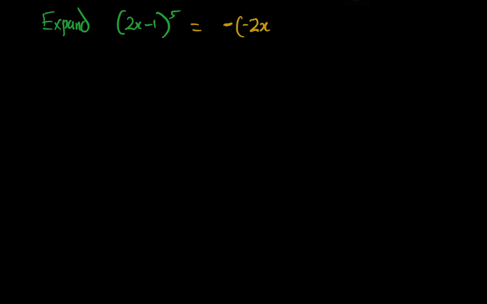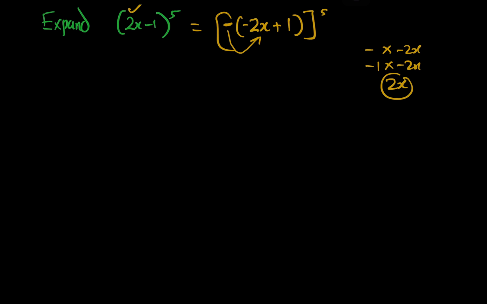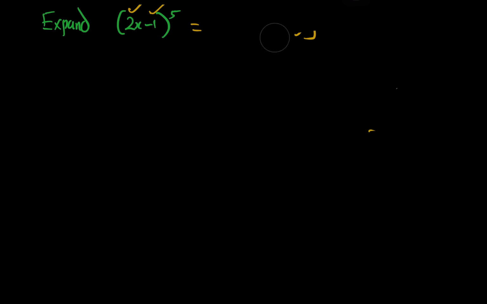negative 2x plus 1. And then the whole thing is to the power of 5. So this negative multiplying negative 2x is the same as negative 1 multiplying negative 2x, and that gives us 2x, which is what is already here. Then this negative multiplying plus 1 is the same as negative 1 multiplying plus 1, and that gives us negative 1, which is what is already here. So we are able to manipulate that. That's where the manipulation comes in.